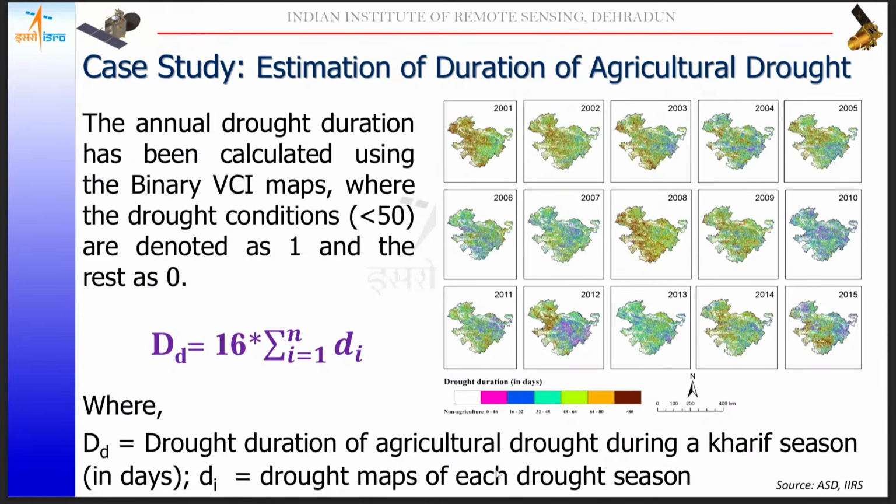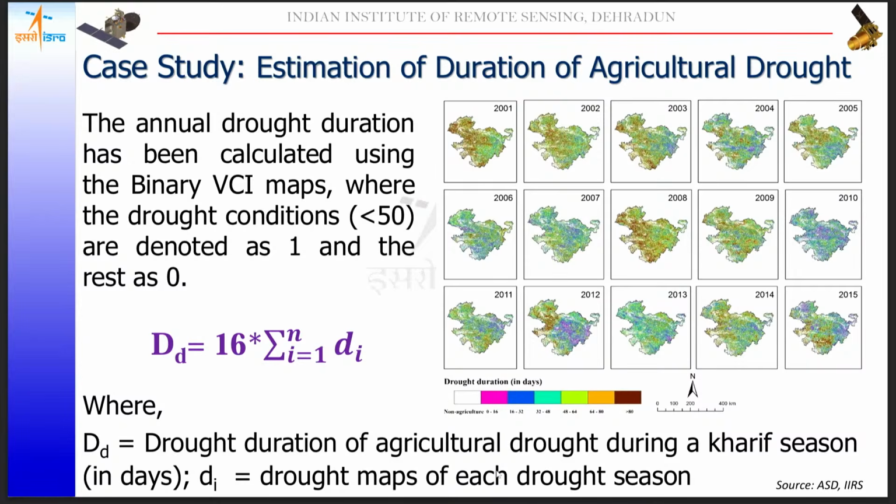But how can I integrate those images? Basically, we convert all the VCI maps which we derived, 16 per year, into binary maps. How do we convert them? As we already know, a VCI value less than 50 is drought condition, from moderate to severe drought, and a value more than 50 is normal condition. So if the VCI value is higher than 50, we make it 0, and if the VCI value is less than 50, we make it 1. It means where the value is 1, it denotes drought conditions, and where the value is 0, it defines a normal condition. We integrated those VCI binary maps with the same formula and defined the drought durations.